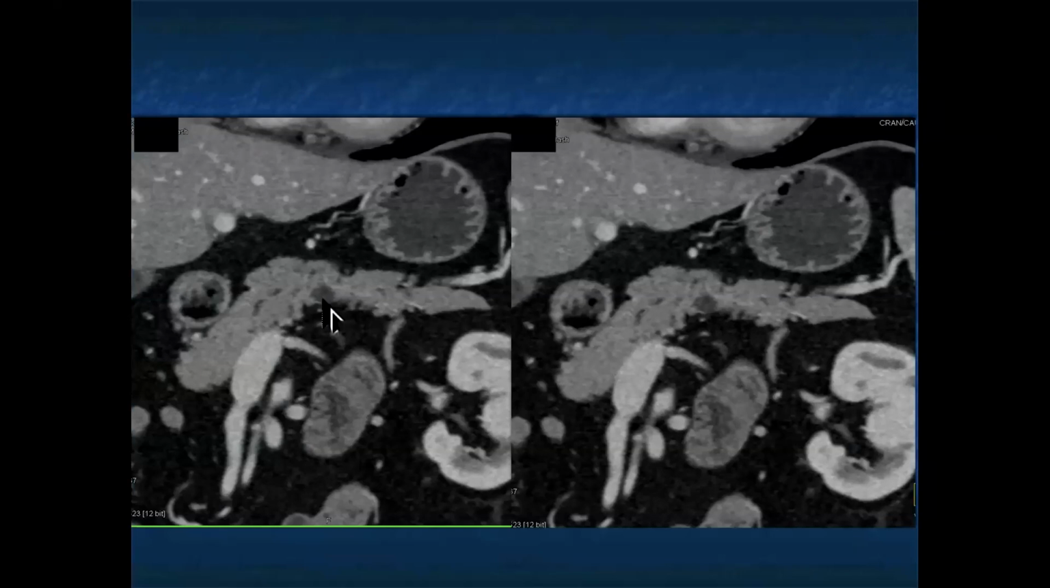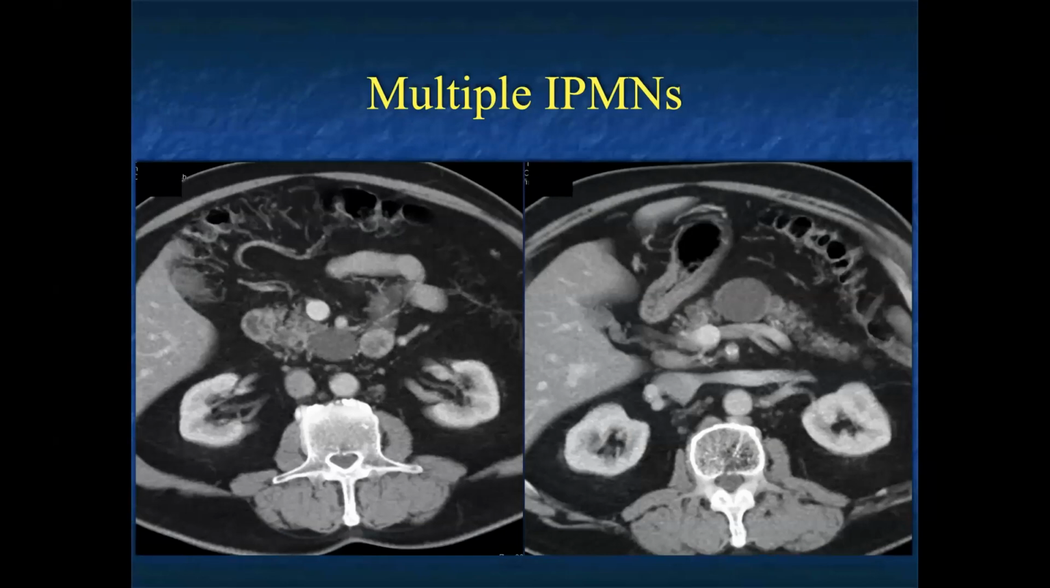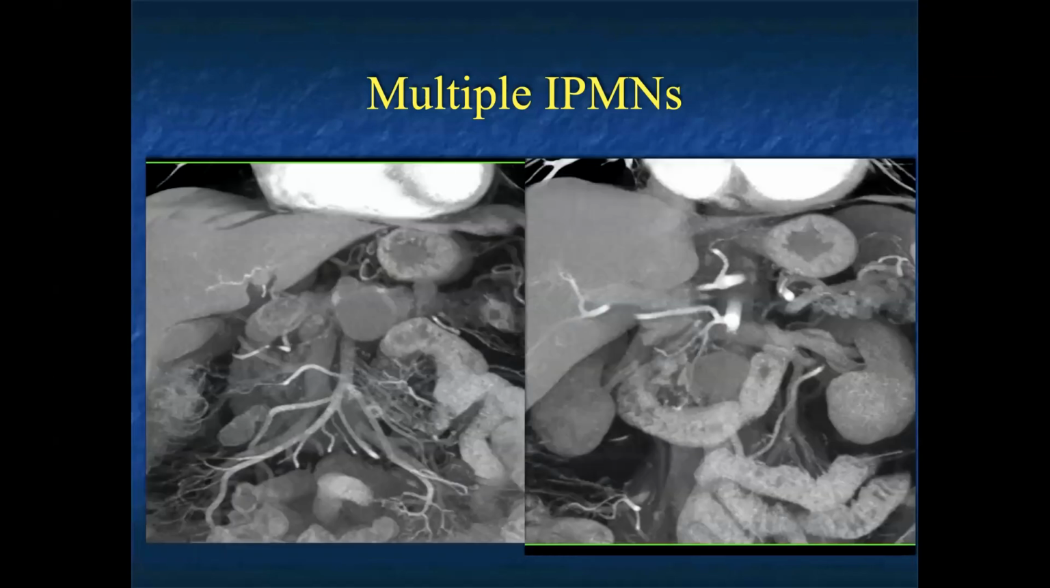Here's your typical IPMN: water density, well-defined, communicating with the pancreatic duct. We simply, without a history of any risk factors, will simply repeat that study in 1 year. Here's another patient with multiple cystic lesions. The issue with IPMNs from a malignant perspective is that any lesion can become malignant. So one of the reasons about not operating necessarily is if you resect a lesion in the pancreatic head and you do a Whipple's procedure, the patient potentially could be developing a tumor later on in the tail of the pancreas. So it's really a challenge of how to manage these patients.